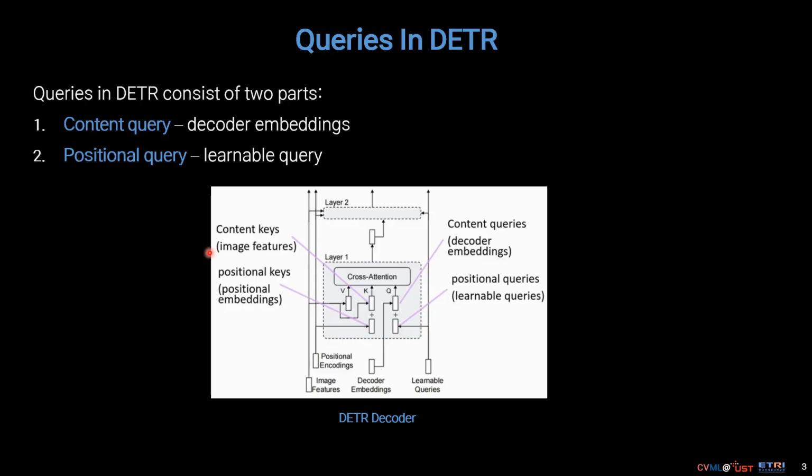Let's talk about the structure of the query in the case of the DETR decoder. The query consists of two parts. One is the content part, which is the decoder embedding, and the second is the positional query, which is learnable in the case of the DETR decoder, and it's a d-dimensional vector.